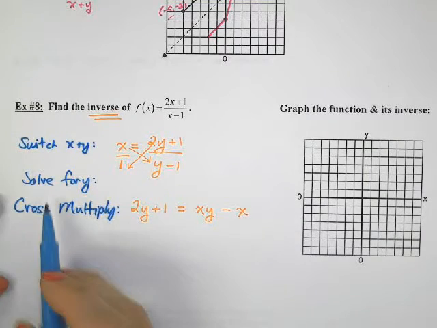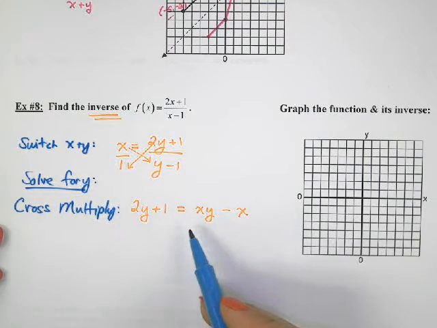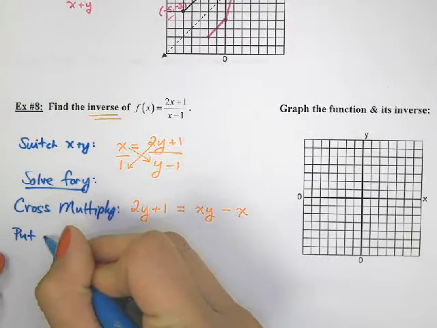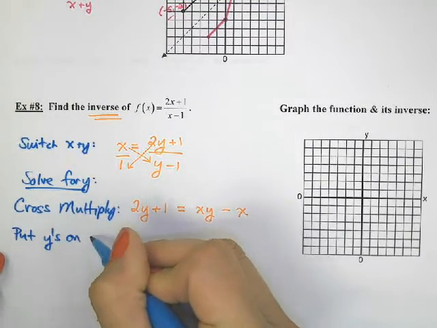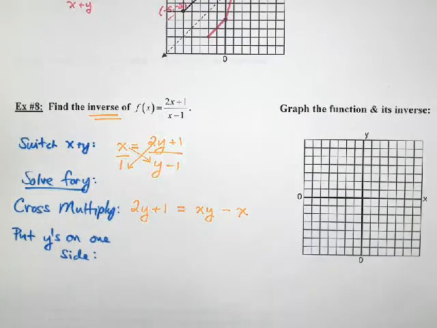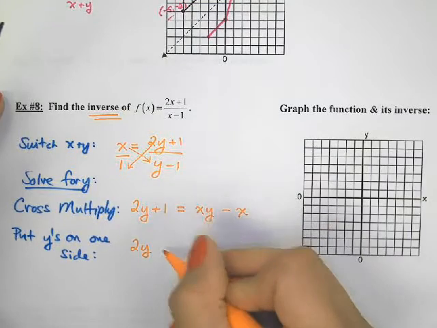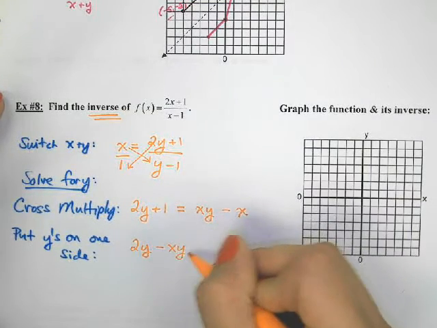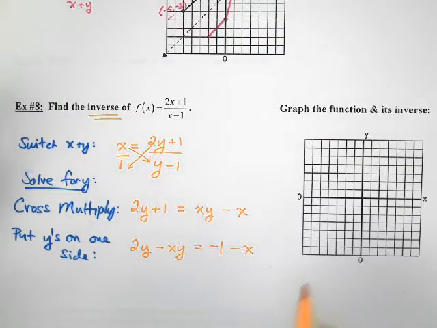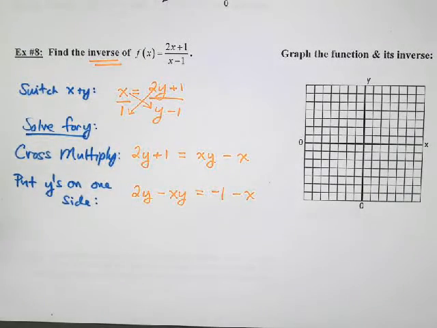Now I was trying to solve for y here. And, well, there's y's on the left, there's y's on the right, there's y's all over the place. Maybe we should put the y's on one side. Which side should I put them on? I'll put them on the left. 2y, switch sides, minus xy. And I'm going to put that 1 on the other side. Negative 1 minus x. Okay, well, at least they're all on one side. I'm trying to solve for y, and I'm having a really hard time doing this.